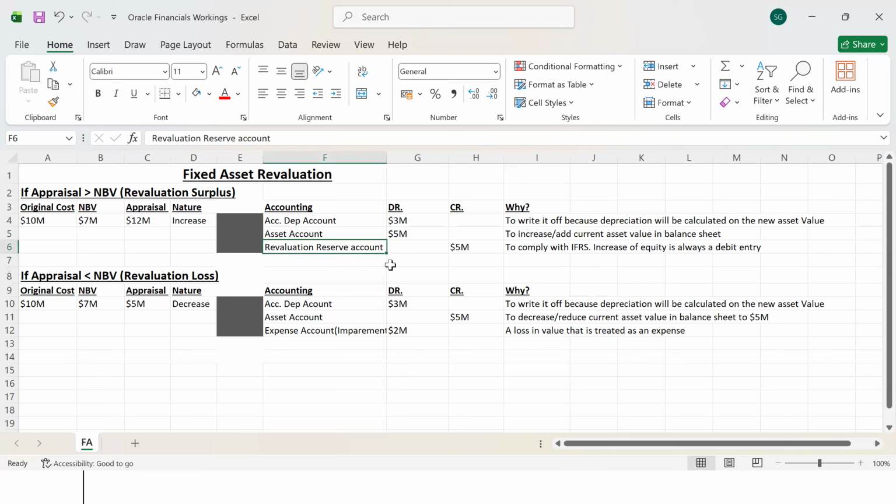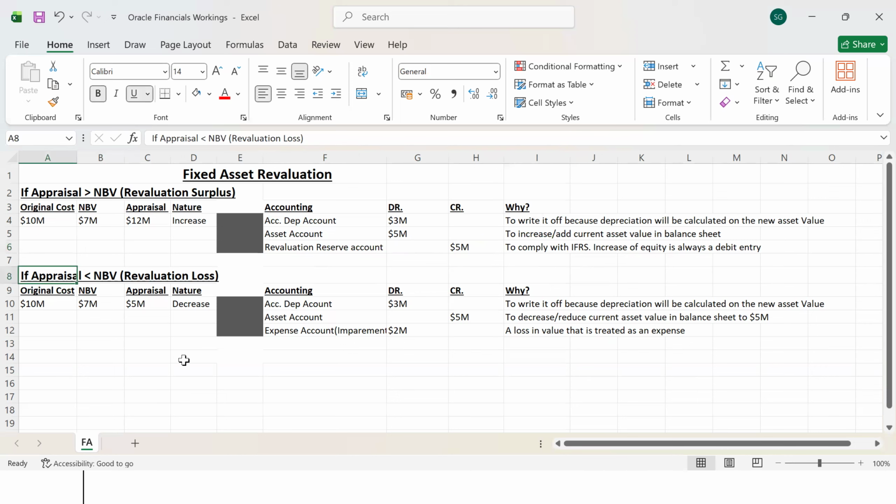Third, there will be crediting of the revaluation reserve account with 5 million. And this is to comply with IFRS, which directs that an increase of equity is always a credit entry.